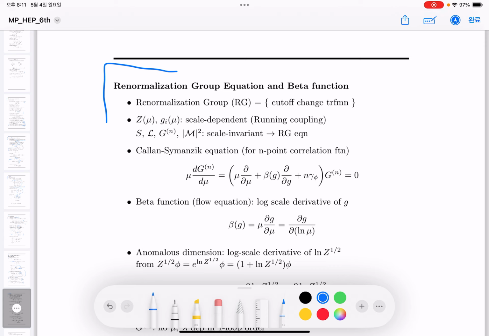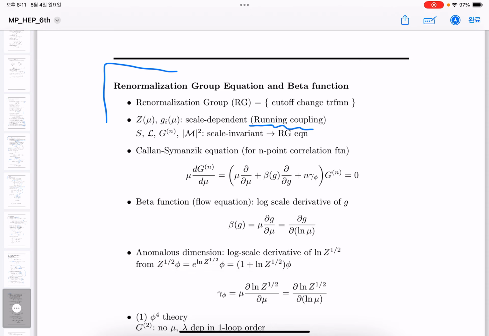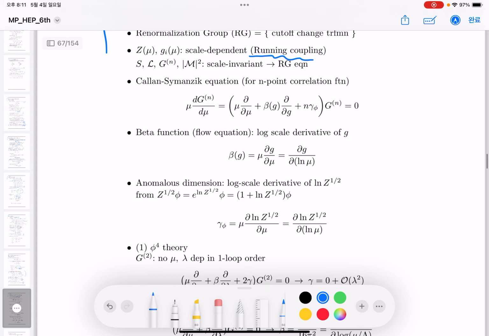And we can also consider the RG, renormalization group, the change of scale transformations continuously. Although some of the couplings have scale dependence as running couplings, the observable parts like the Lagrangian and the amplitude are scale invariant. So such as n-point correlation functions are scale invariant. So the differential with respect to the energy scale is equal to 0, which gives the Callan-Symanzik equation. And you can define the beta function, beta, as a coefficient of the Callan-Symanzik equation.